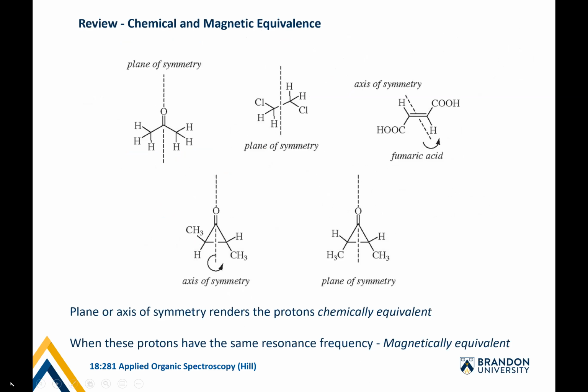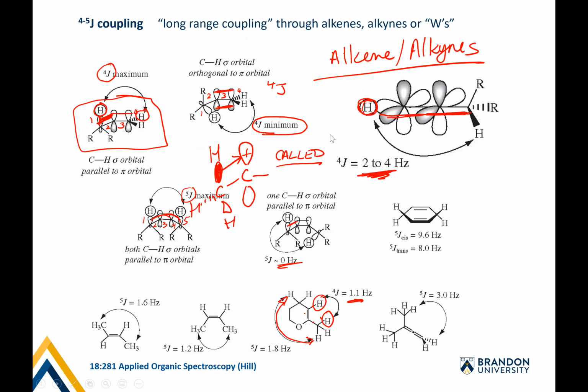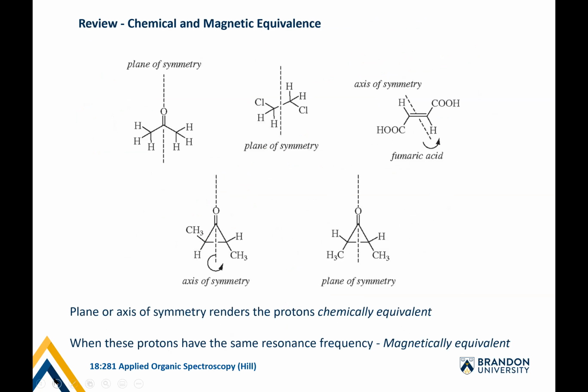Okay, any questions on, like, you don't need to really worry about W couplings on a test or anything like that, but I'll try to give you an example of a long range coupling. Maybe we'll do one of these in class next week, an example where you can see long range coupling. So that's something to keep in mind. Any questions so far?